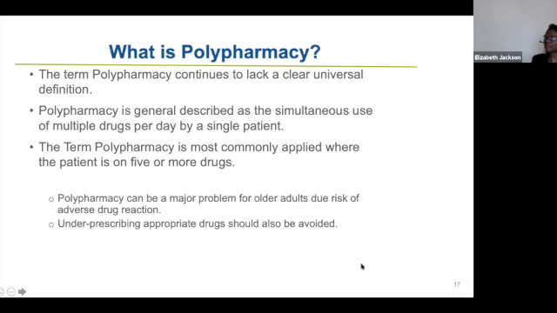Polypharmacy is also a major problem for older adults, as you can imagine, due to multiple drugs and then increased risk of ADRs. While we're talking about polypharmacy, it is important to note that under prescribing appropriate drugs should also be avoided. Not all polypharmacy is bad. There's inappropriate polypharmacy and there's appropriate polypharmacy.